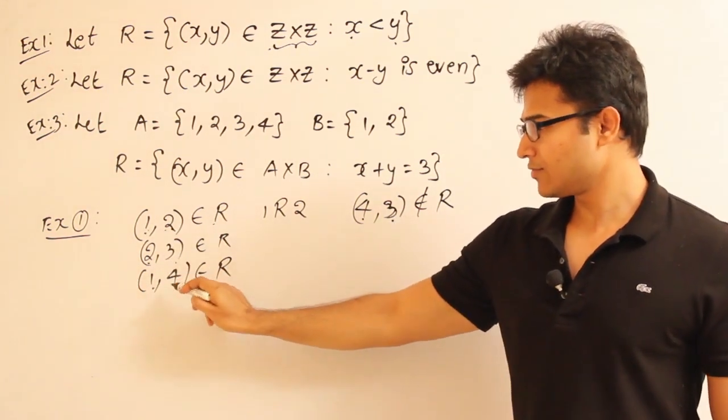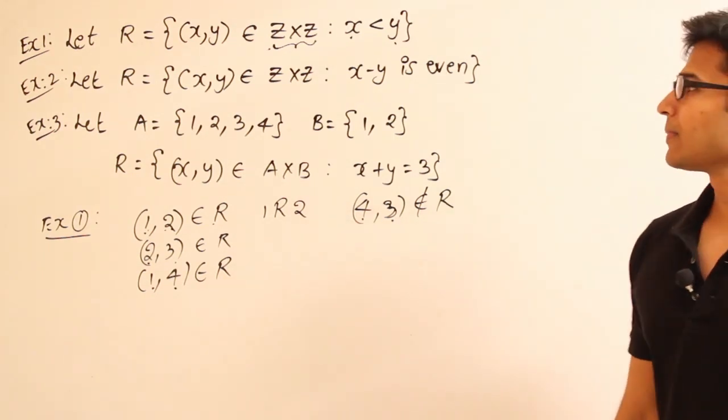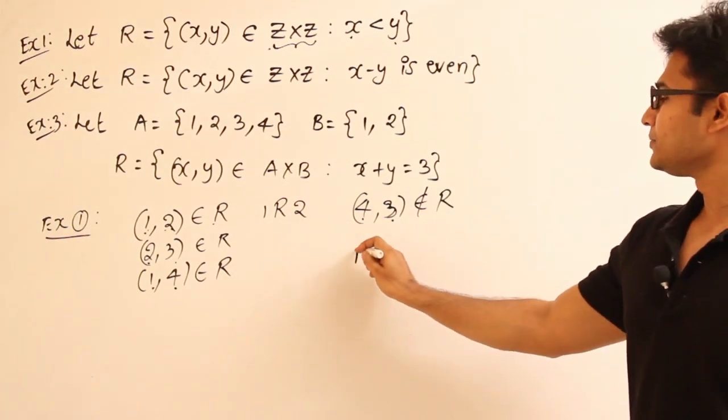First one is less than second one. But here we don't have such relation. Okay. Now let's look at example 2.